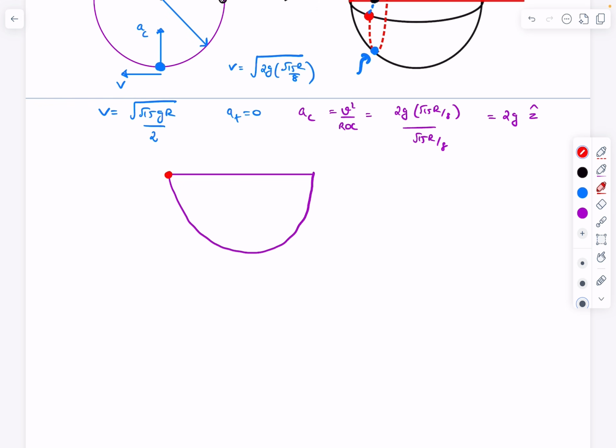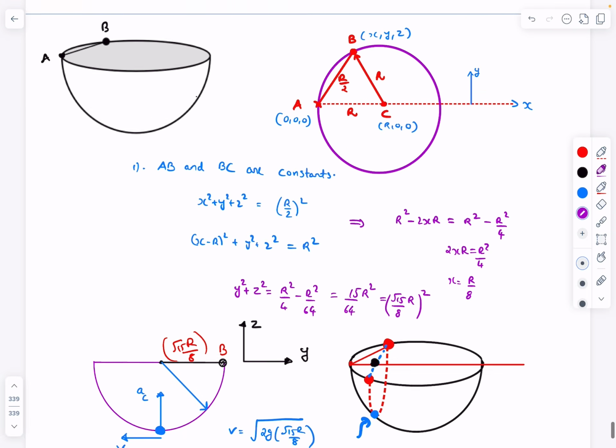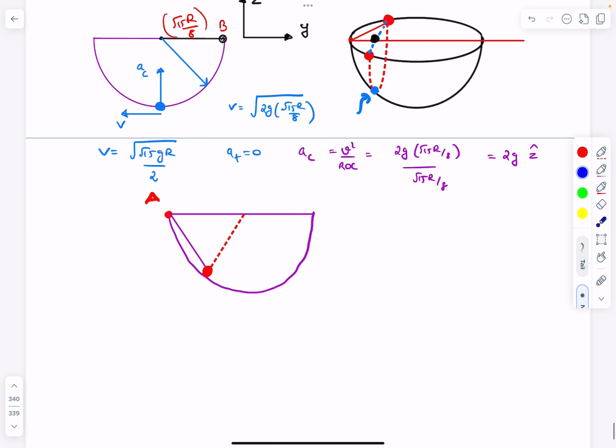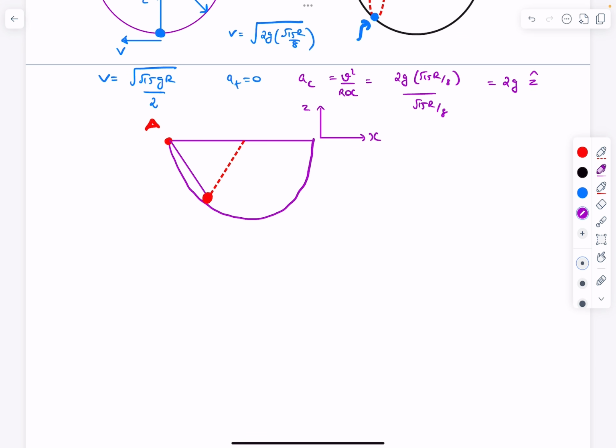Now let's say this is my fixed point A, and this is where the mass is present. If I join a line to the center of the hemisphere, this forms a side view of the situation. The xy is the top view, zy is the plane of the circular motion, so this view is going to be zx. This is the z direction and this is the x direction. In this view, we can see that the tensile force on the rod is in this direction towards A, and the normal force is towards the center of this hemisphere.